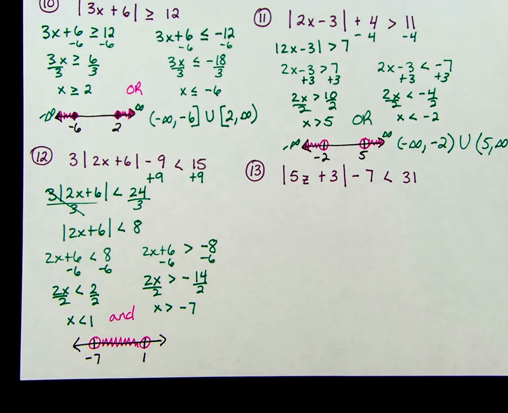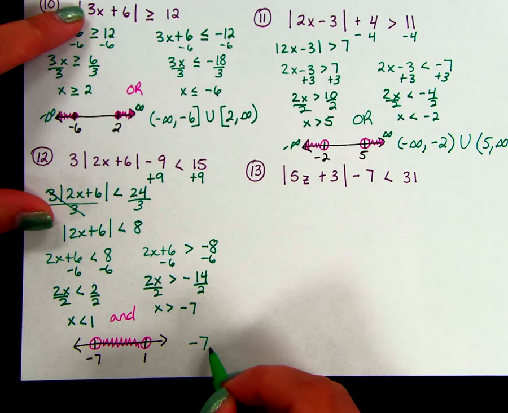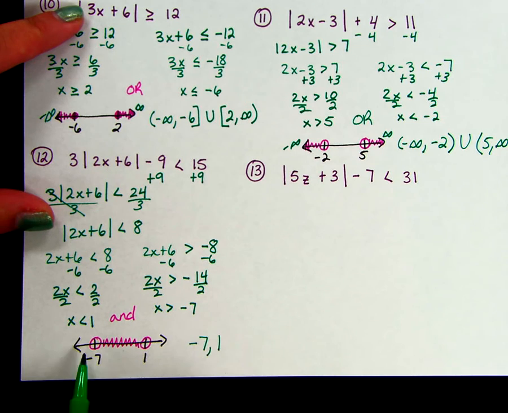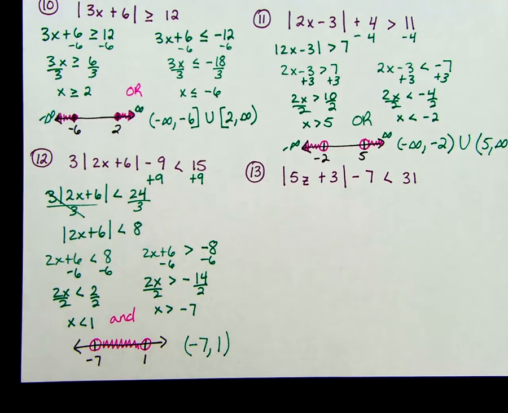So since we have an and statement, that means that we only need 1 piece for our interval notation. And we can see that too because we only have 1 piece for our graph. So the smallest number is -7. The largest number is 1. Both of them are not included, so these have to be in parentheses. Okay, so that would be our interval notation for that.